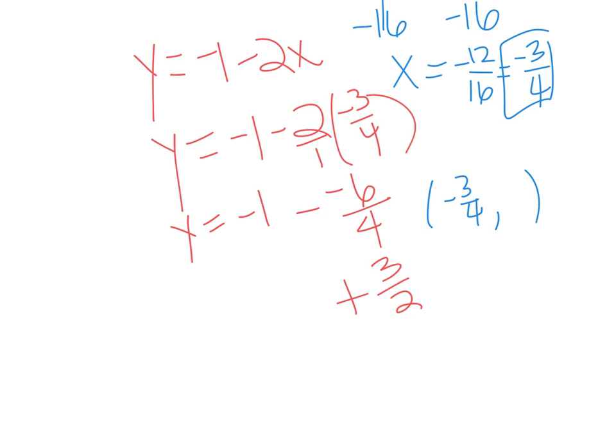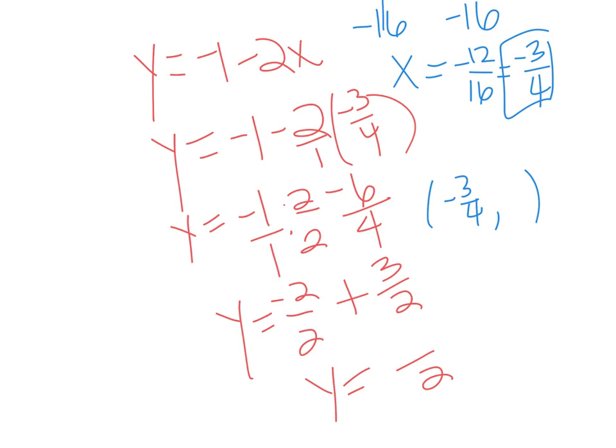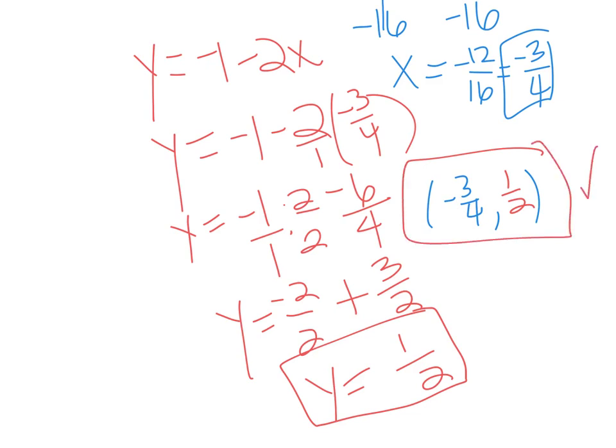Okay. Negative 1. Now I can't add negative 1 the way it is. What I am going to have to do is make it have a common denominator with my other fraction. So if I want it to have a common denominator of 2, that means I have to multiply its denominator by 2 and its numerator by 2. So I have negative 2 over 2 plus 3 over 2. Denominator stays 2. And negative 2 plus 3 in the numerator has a sum of 1. So y is 1/2. So my final coordinate point is negative 3/4, comma, 1/2.